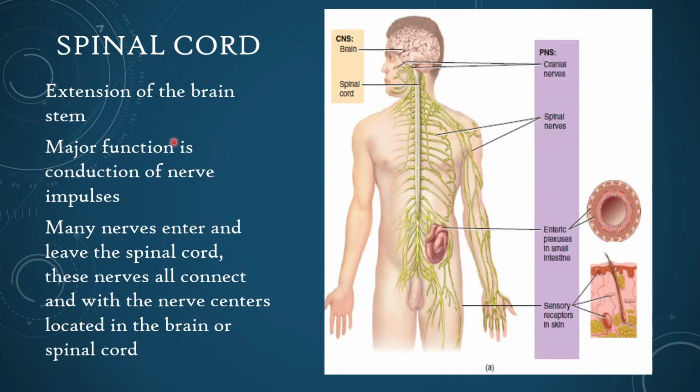The spinal cord is an extension of the brainstem. Its major function is the conduction of nerve impulses. Remember, the brain and spinal cord are part of your CNS. All right, many nerves enter and leave the spinal cord. These nerves all connect within the nerve centers located in the brain.